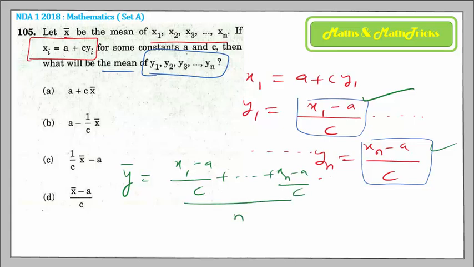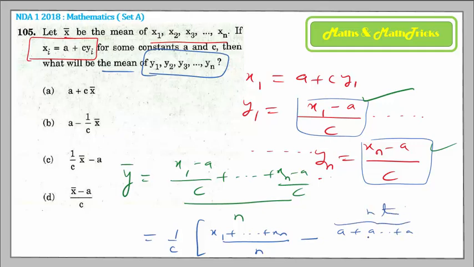Now what is happening in this? You see that the denominator c is a common number, constant c. Okay, and x1, x2, x3, so on, xn, they are added. So what we can do is, we can put this 1 by c outside, okay, and the numerator part, x1 plus so on till xn divided by n, then minus a, how many times? N times. This will be n times upon n.